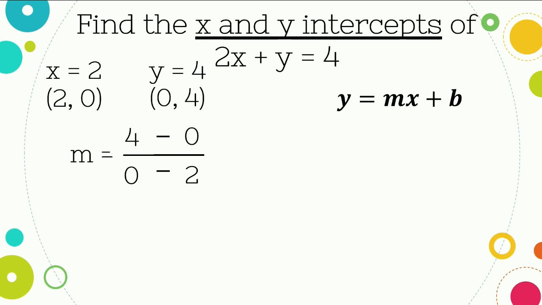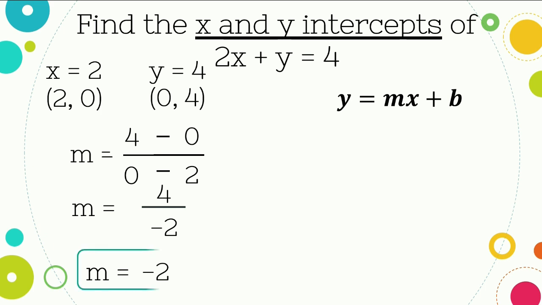And then simplify. So 4 minus 0 is 4. And then 0 minus 2 is negative 2. 4 divided by negative 2 is negative 2. Therefore, our slope is negative 2. And then, our y-intercept or b is positive 4. Kasi siya lang yung value ng y.